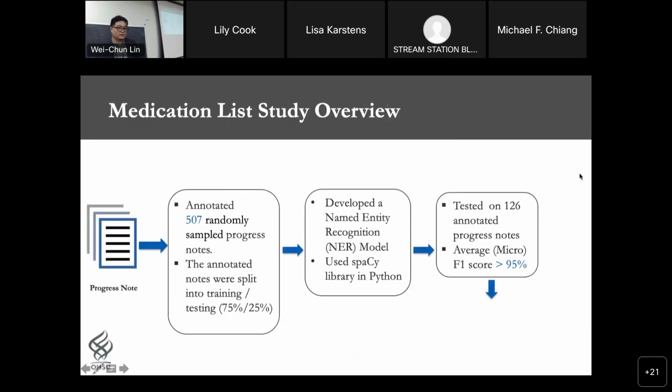Here is the flowchart of the overall study. In the first step, we manually annotated 500 progress notes, and the data was split into training and testing sets. Then we used named entity recognition to develop a model to extract active medication. Named entity recognition is a subtype of natural language processing technique that seeks to locate and classify named entities in the text into predefined categories. In our study, these are medication name, frequency, or dosage.